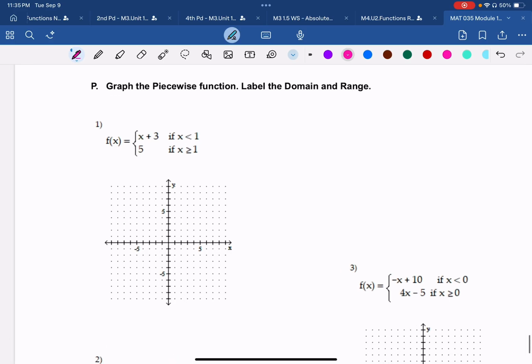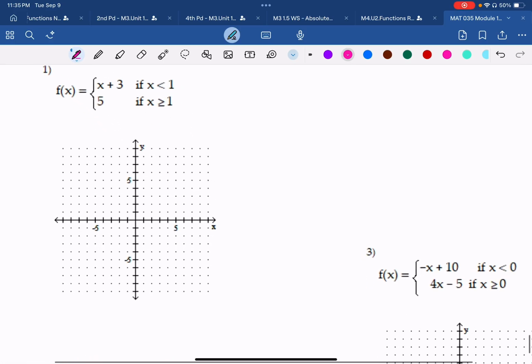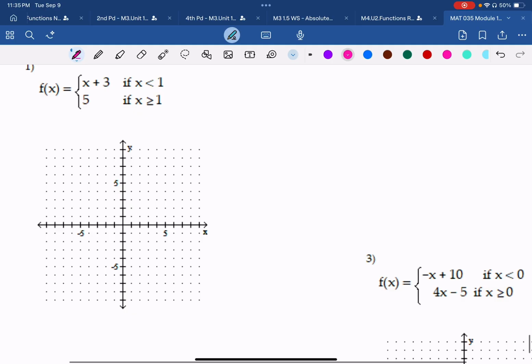Our first example: we want to graph this piecewise function, and then label the domain and the range. I'm going to start by organizing my information in a table. I've got two functions here, two different equations. My first equation I'm going to put on the left side. Again, you don't have to make a table; I just sometimes find that it's easier to organize your information.